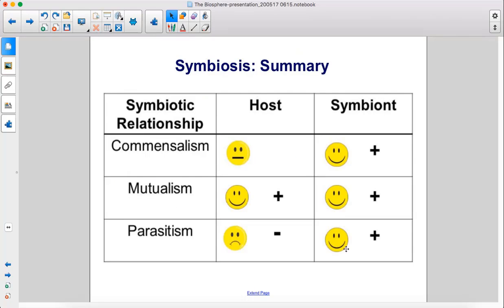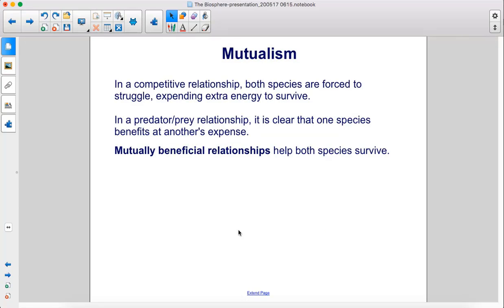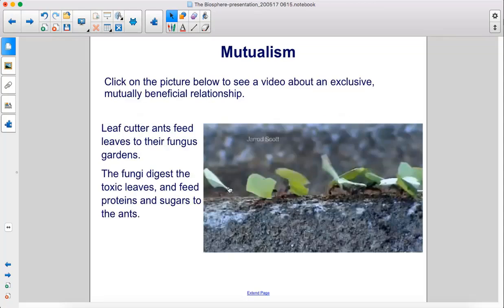Here is a summary of different symbiotic relationships. In a competitive relationship, both species are forced to struggle, expending extra energy to survive. In a predator-prey relationship, it is clear that one species benefits at another's expense. Mutually beneficial relationships help both species survive. Click on the picture below to see a video about an exclusive, mutually beneficial relationship.